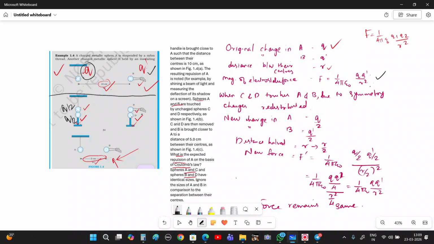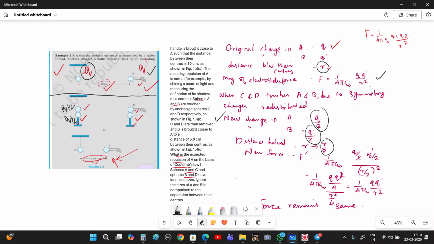We took the charge in B as Q dash. So when D touches it, the same thing happens. The charge in B becomes Q dash by 2 and the charge in D also becomes Q dash by 2. So the new charge in A will be Q by 2 and the new charge in B will be Q dash by 2. And at the end of the question, they also say that the distance is halved. So our previous distance is R, now our distance is R by 2.